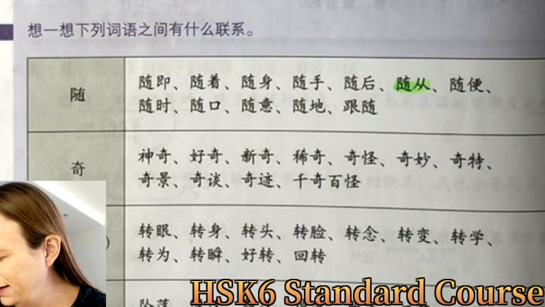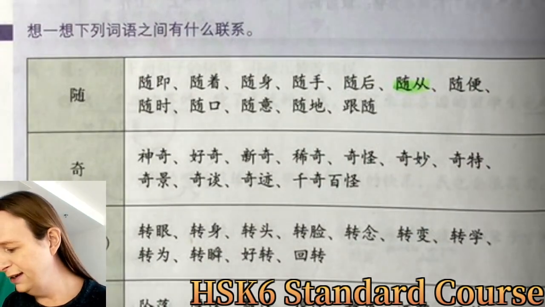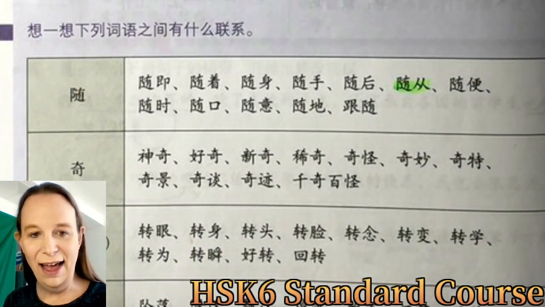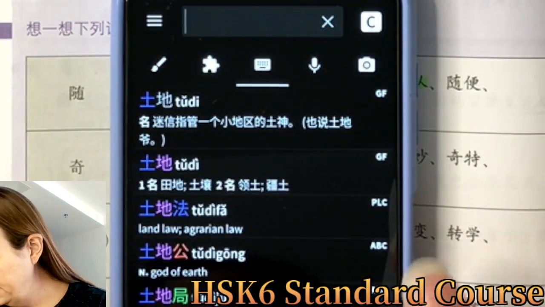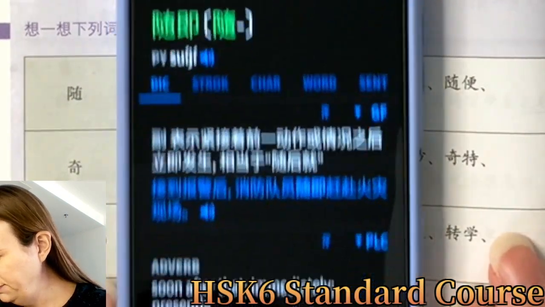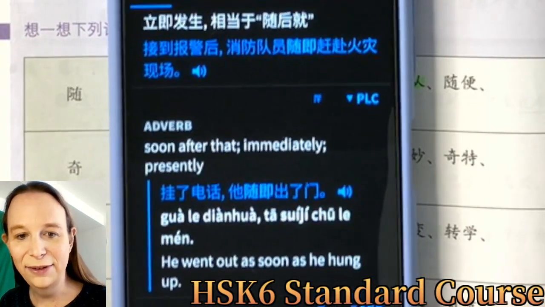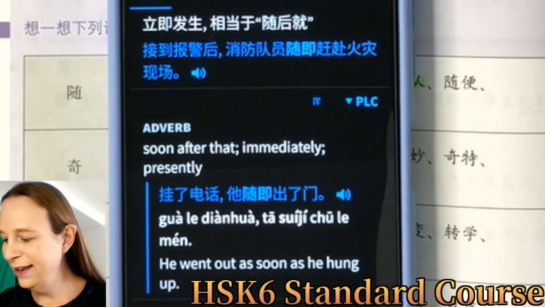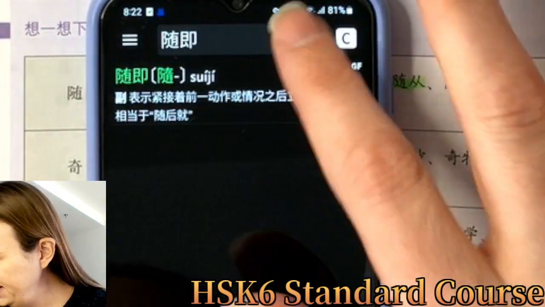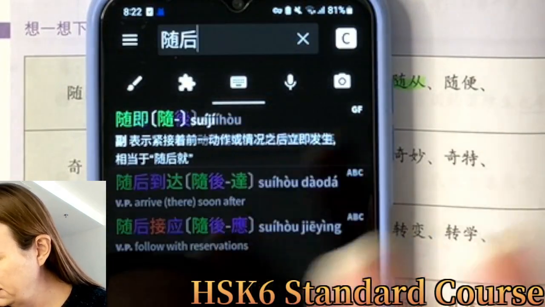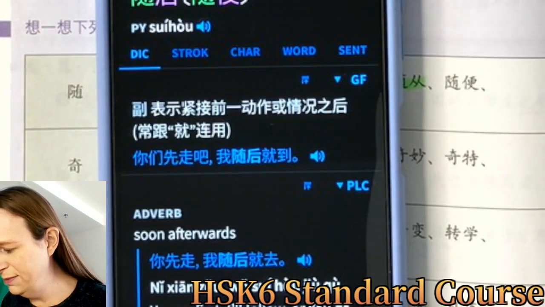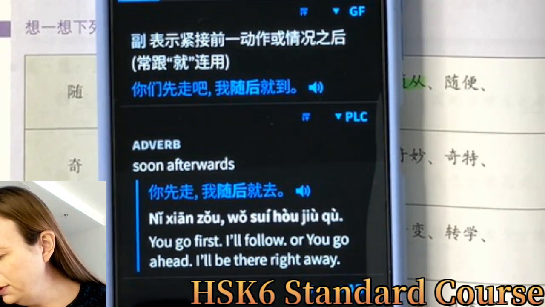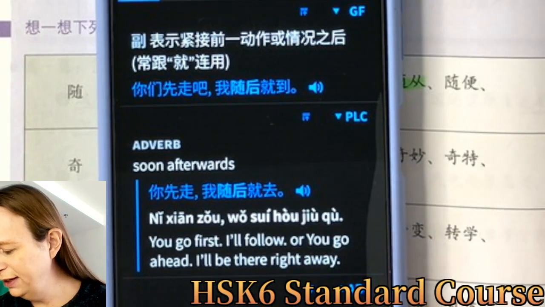Okay, 随即 and 随后 are related. Just those two. 随即 is used meaning like afterwards or next, right? Soon after that. Yeah, that's a good definition. 挂了电话,他随即出了门. So not long after going out. And I think 随后 is basically the same. Yeah, I don't know. What's the difference? They look very, very similar to me. 你先走,我随后就去. I'll go shortly after.